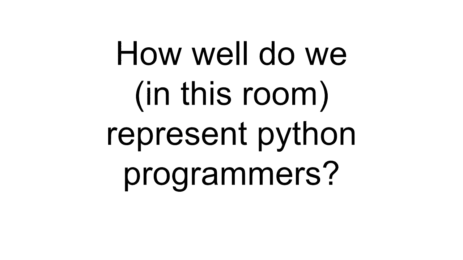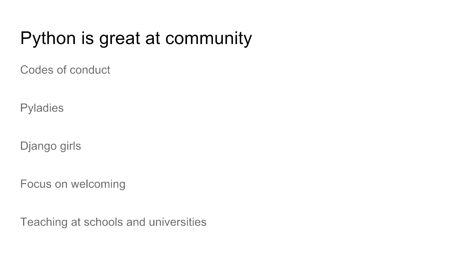Hi everyone, this is in some ways for me a redo of a lightning talk I gave a long time ago to a very different community. And it's all fomented on the ideas and things I was thinking about last night. So I've been told that Python is great at community, and you guys are great. You're wonderful, lovely people. You have codes of conduct, you have PyLadies, you have Django Girls, you're focused on welcoming people, and there's lots and lots of Python being taught at schools and universities. What about us? So let's compare.